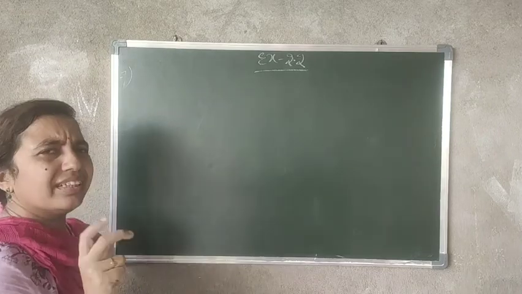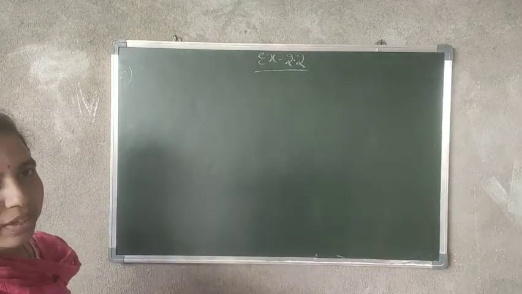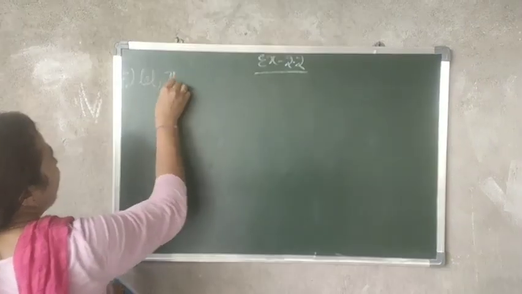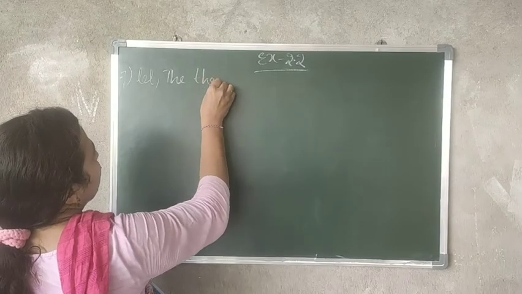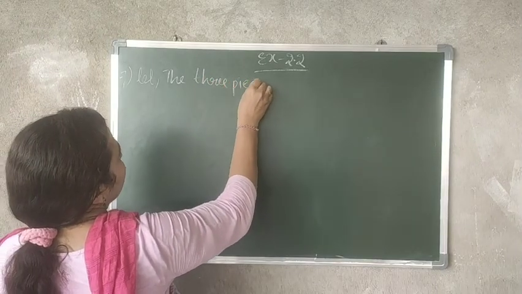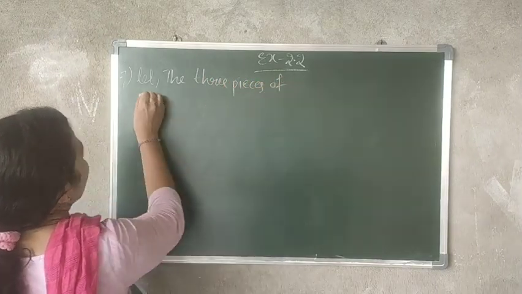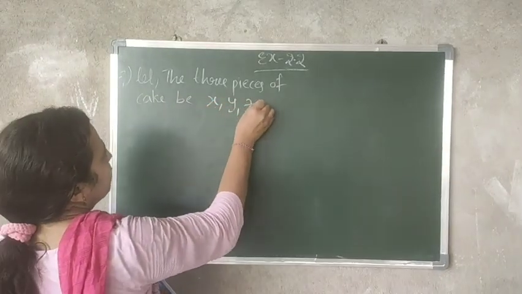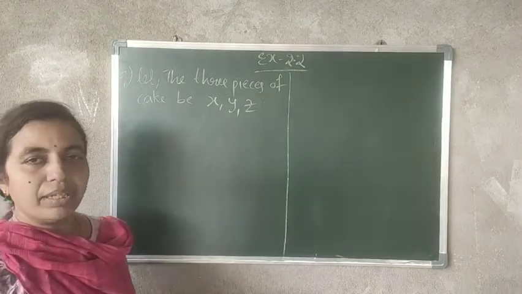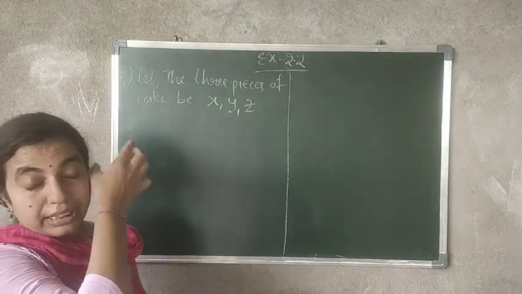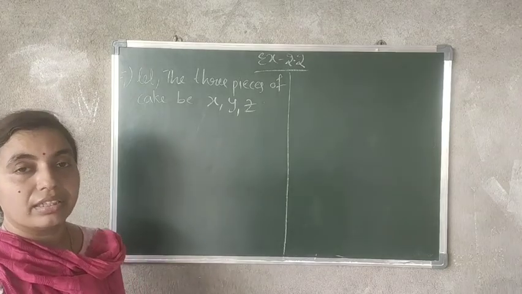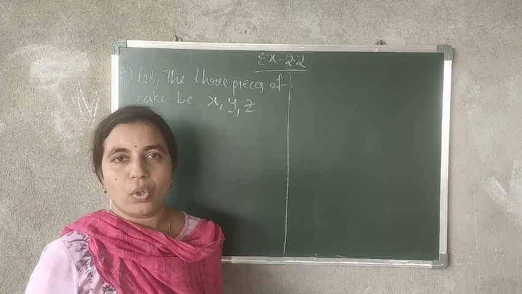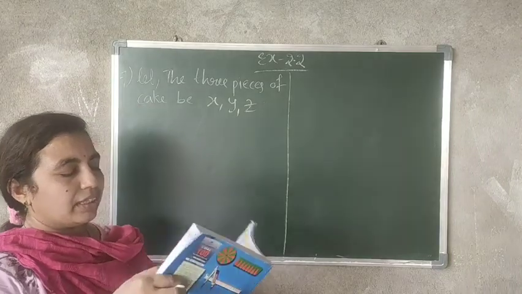So let us consider the 3 pieces. We don't know how much they are. Let the 3 pieces of cake be x, y and z. Don't get confused here. We are taking 3 variables, but I'll make them into 1 variable only, because they have given the relation between them.